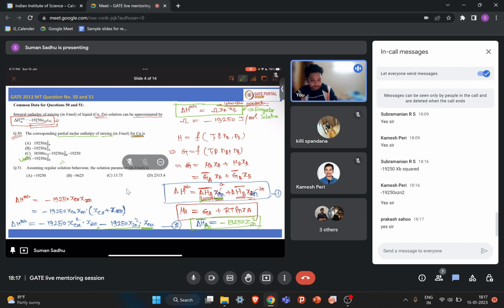So for this question, it is mentioned that assume the regular solution behavior, the solution parameters. So the solution parameters or interaction parameters, this is omega. So what is the value of omega here? This is minus 19250. So this is your value of omega, right? So in this case, your correct answer is option A. Minus 19250 is the value of your omega. So you can directly write that omega or solution parameter is minus 19250. Is it okay?